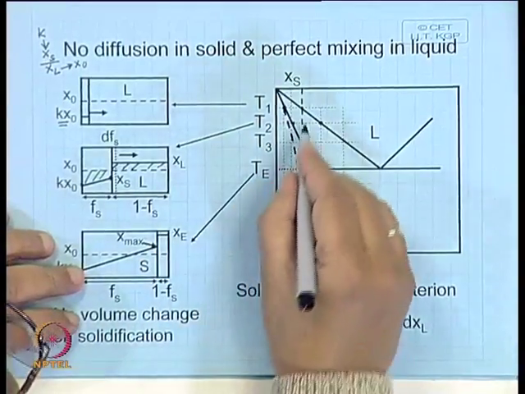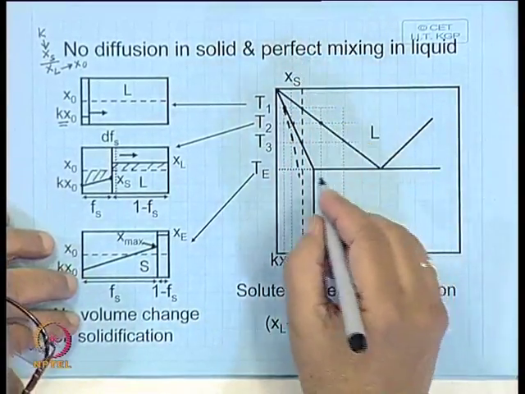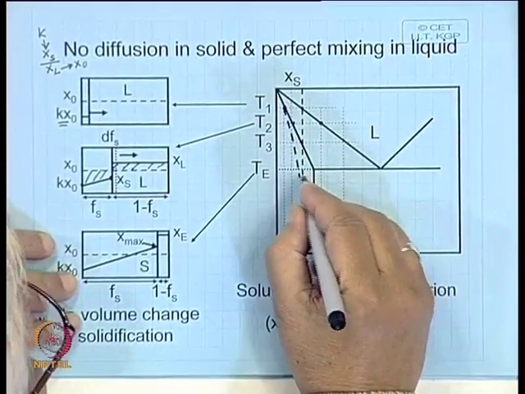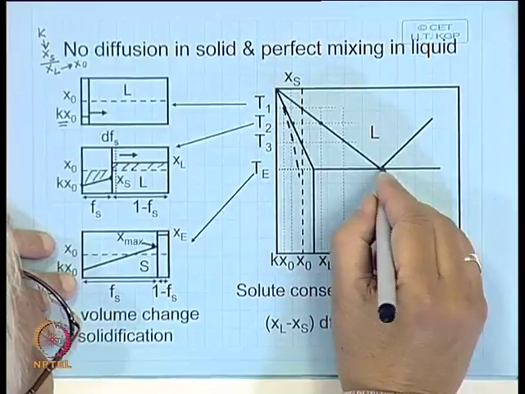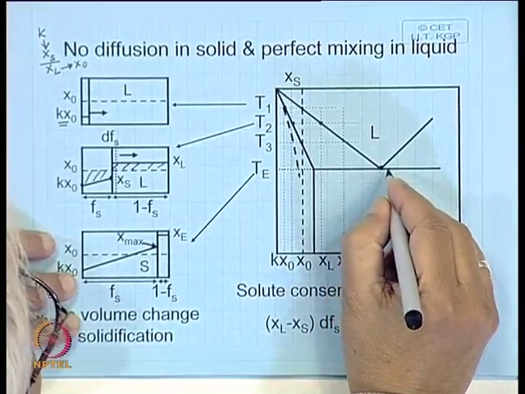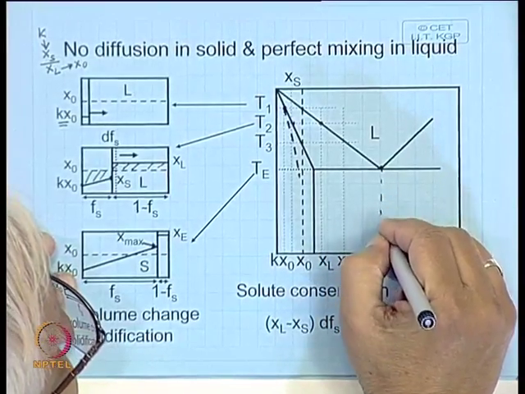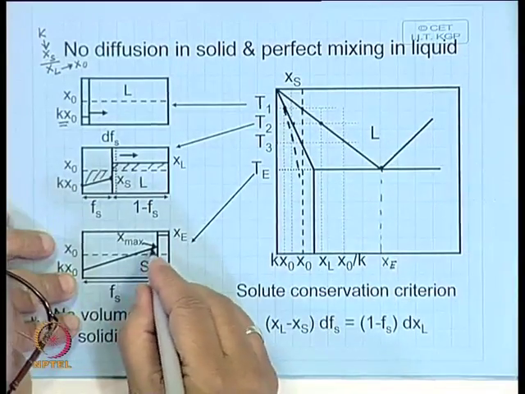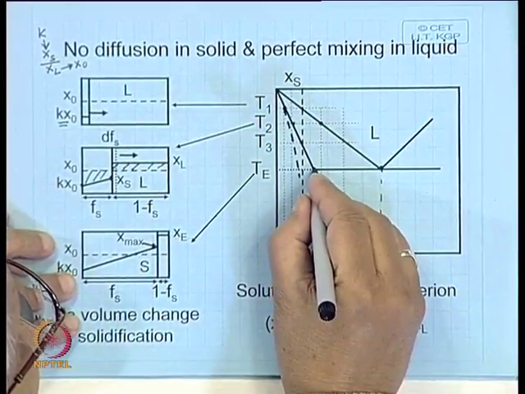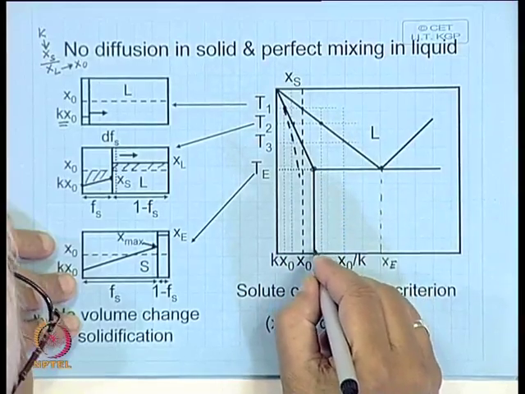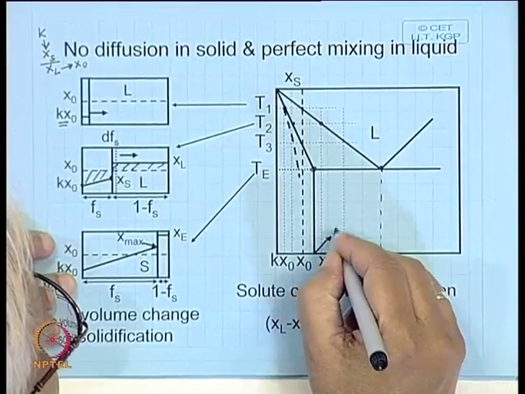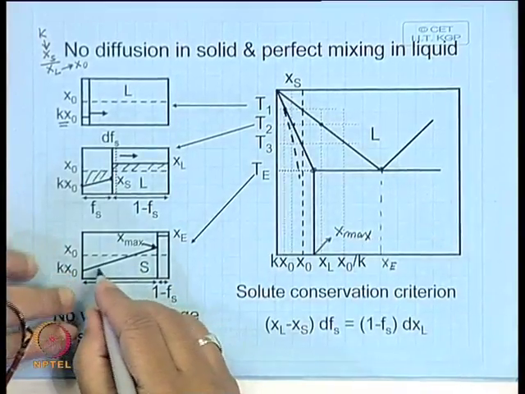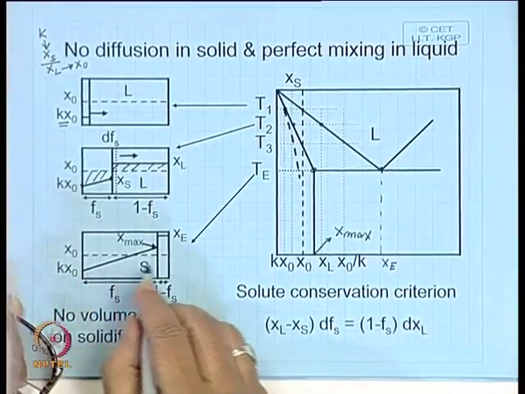and in the extreme case as it goes down, ultimately you will reach a temperature here where that liquid will attain the eutectic composition. This is the eutectic composition, and then the solid will attain this composition, which we say is x max, and which is represented graphically here.